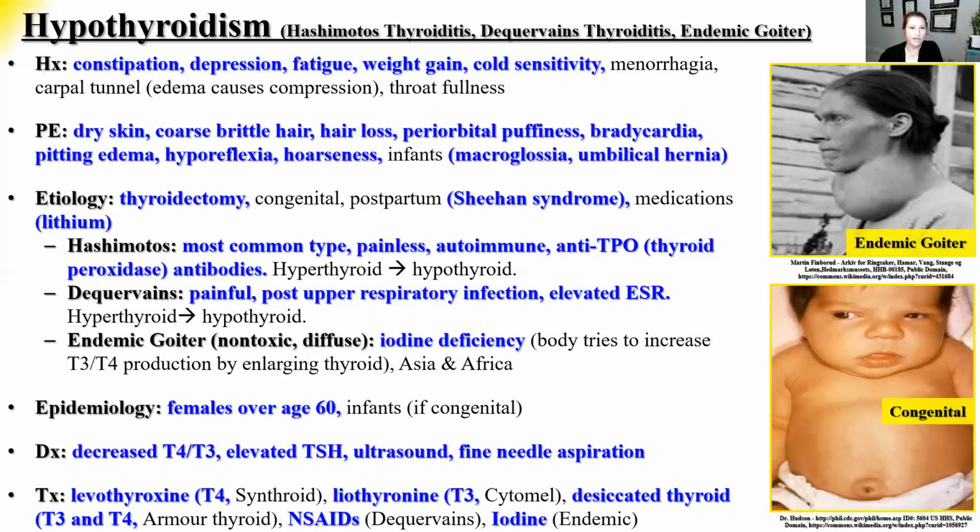Treatment of choice for De Quervain's is going to be anti-inflammatory medications because this is an inflammatory type of condition. And then if we have endemic goiter, remember that's a response to low iodine. So if we supplement the iodine, that will get better.